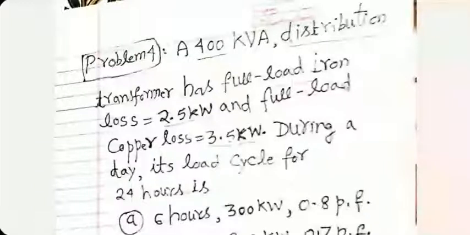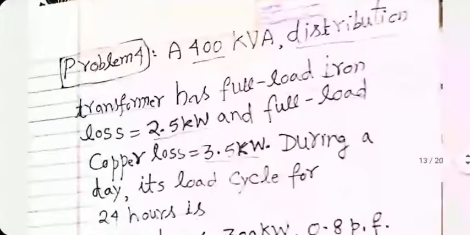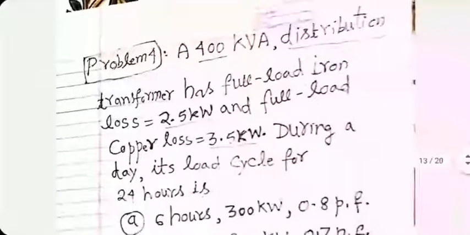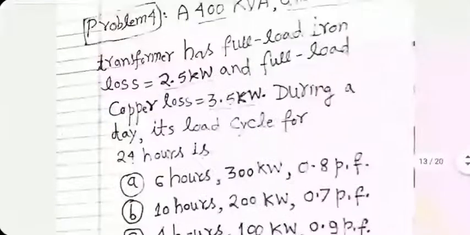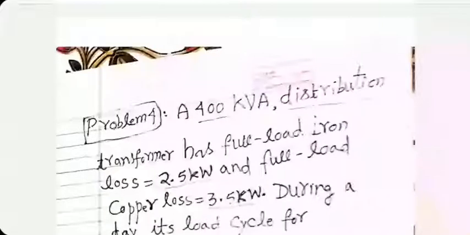Okay. The fourth one. It's a distribution transformer. He is saying full load iron loss, but it is the same for all loads. We know that. So don't get confused by the word full load. Iron loss more or less remains the same at all loads. Full load copper loss is 3.5 kilowatt. During a day, okay, it's all day efficiency again. Here there is a difference compared to the previous problem that we solved for all day efficiency. There the voltages were given. Here only kVA rating is given. But we can still work it out.